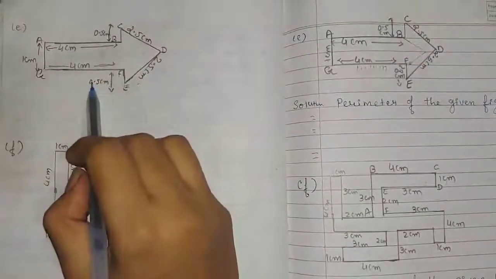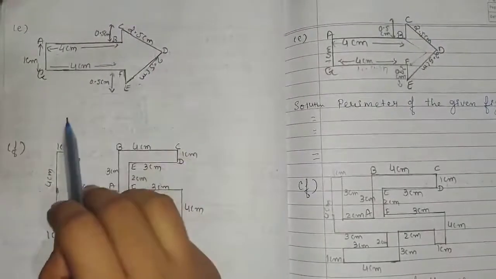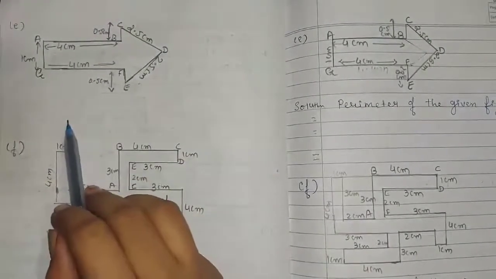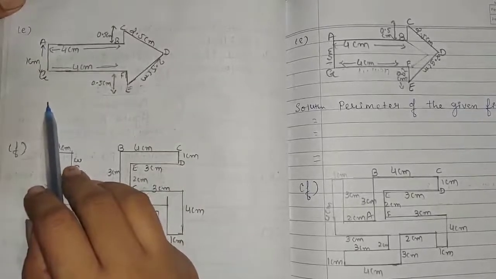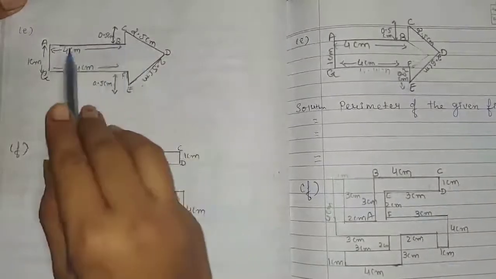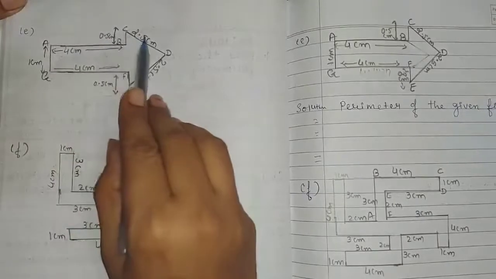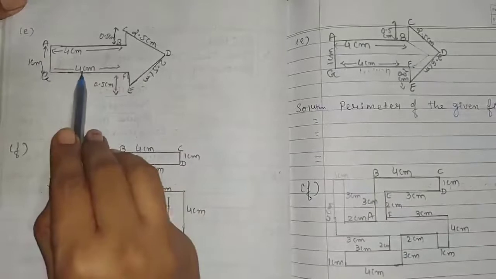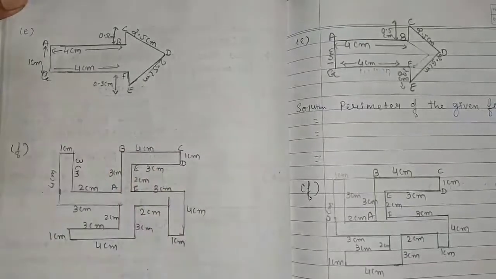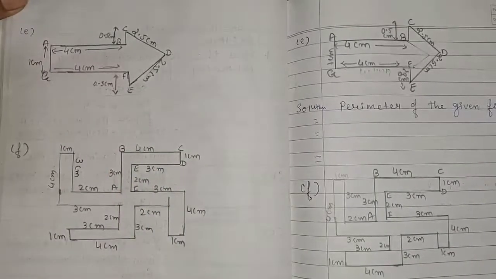Question number E. This is the shape given in question number E and we have to find the perimeter. Perimeter means adding the boundaries of the closed figure. So here the boundaries 4 centimeter, 0.5 centimeter, 2.5 centimeter, 2.5 centimeter, 0.5 centimeter, 4 centimeter and 1 centimeter are given. So let us find the perimeter of this given figure.